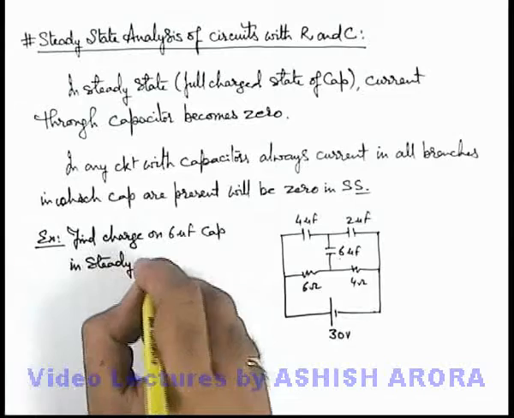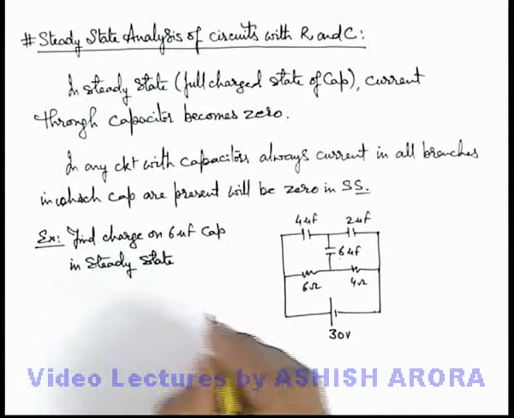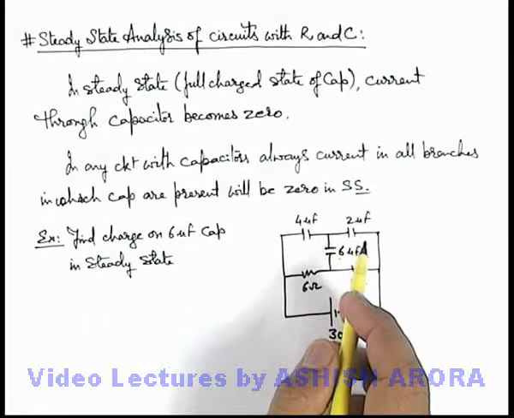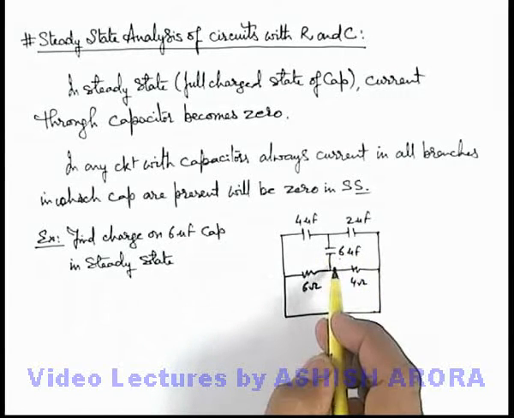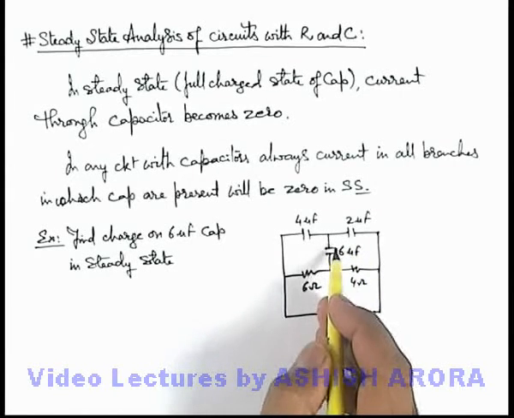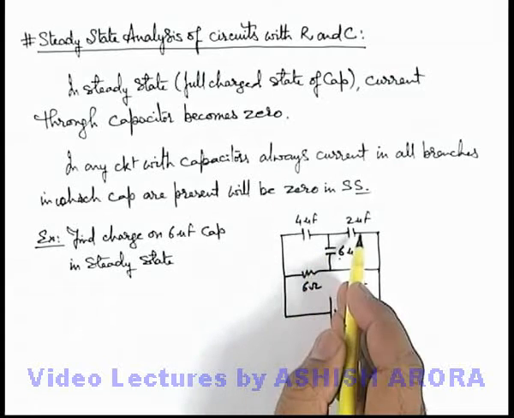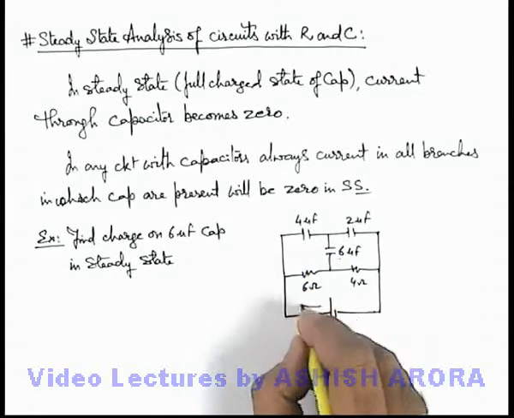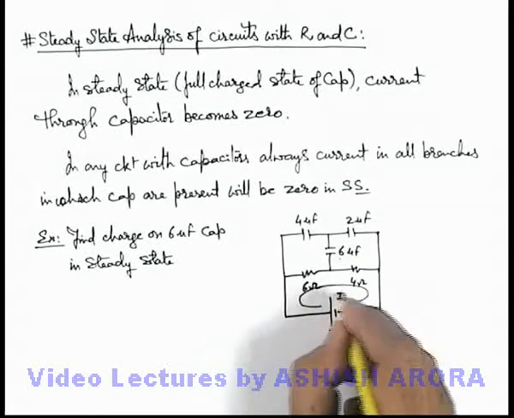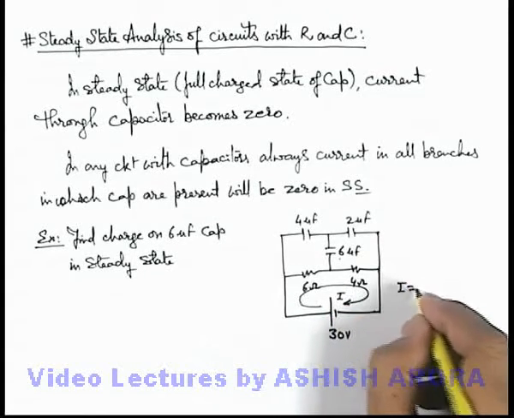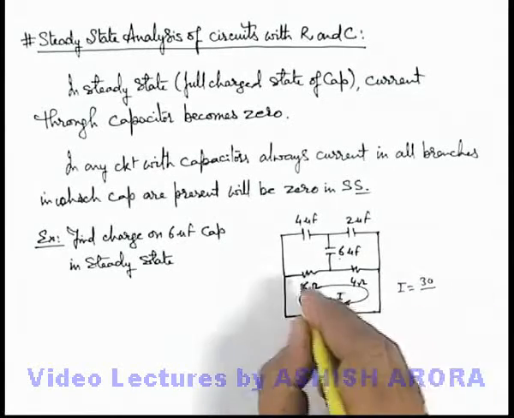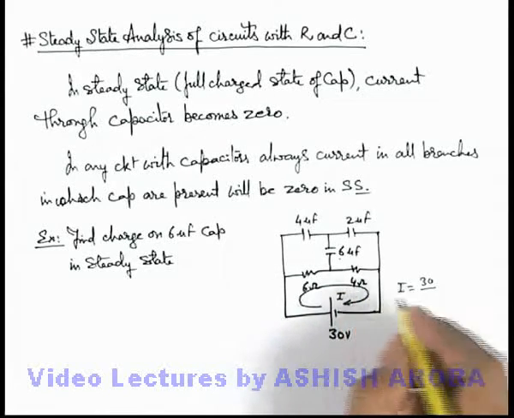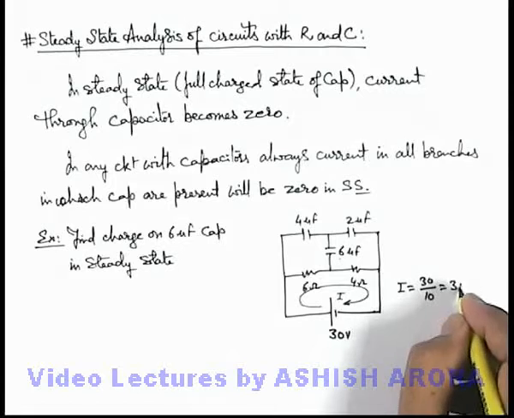So steady state will be the situation in which all the capacitors will be fully charged as per the potential difference available across each capacitor. And finally, the current through these 3 branches wherever capacitors are present will be zero. So in a steady state, current will flow only in this loop, and the value of current we can write as 30 divided by, here 6 and 4 can be taken in series combination, that is 10 ohms. So the current will be 3 ampere.